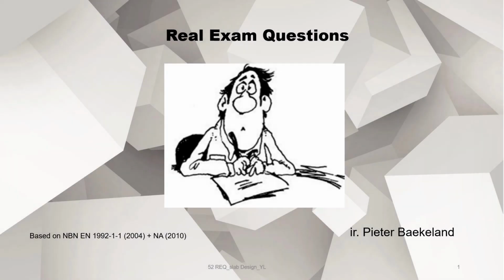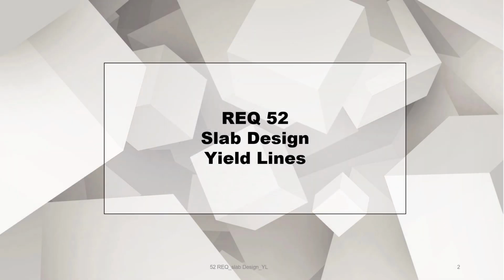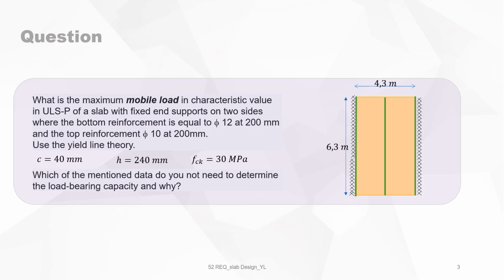Real exam questions. This is question 52 about slab design with yield lines. What is the maximum mobile load in characteristic value in ULS persistence of a slab with fixed end supports on the two sides, where the bottom reinforcement is diameter 12, center to center 200, and a top reinforcement of diameter 10, center to center 200. Use the yield line theory.